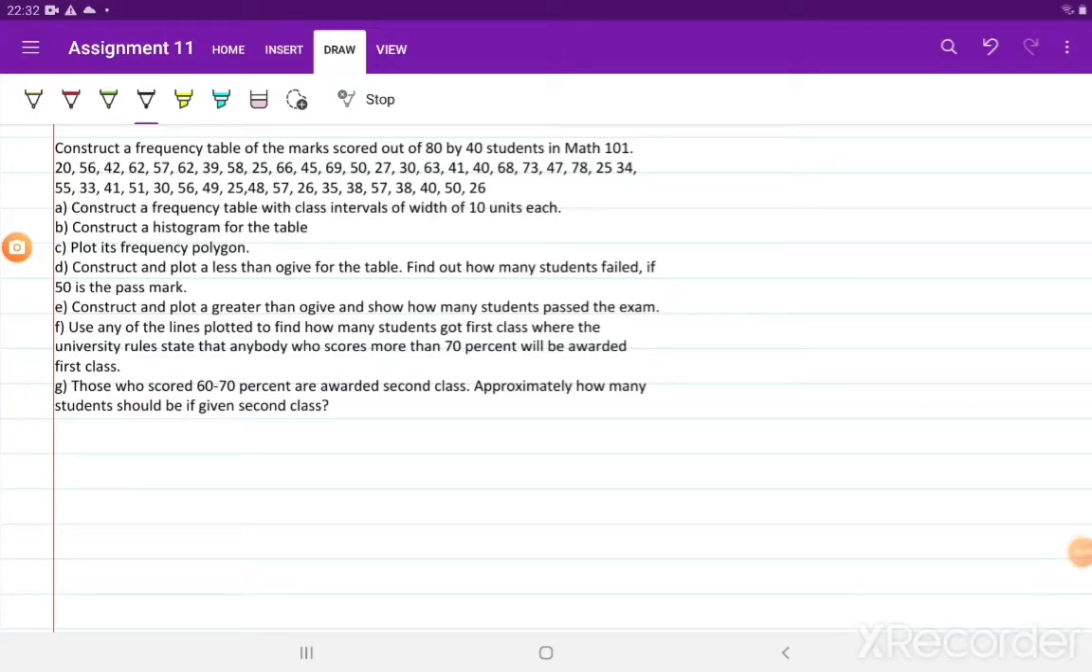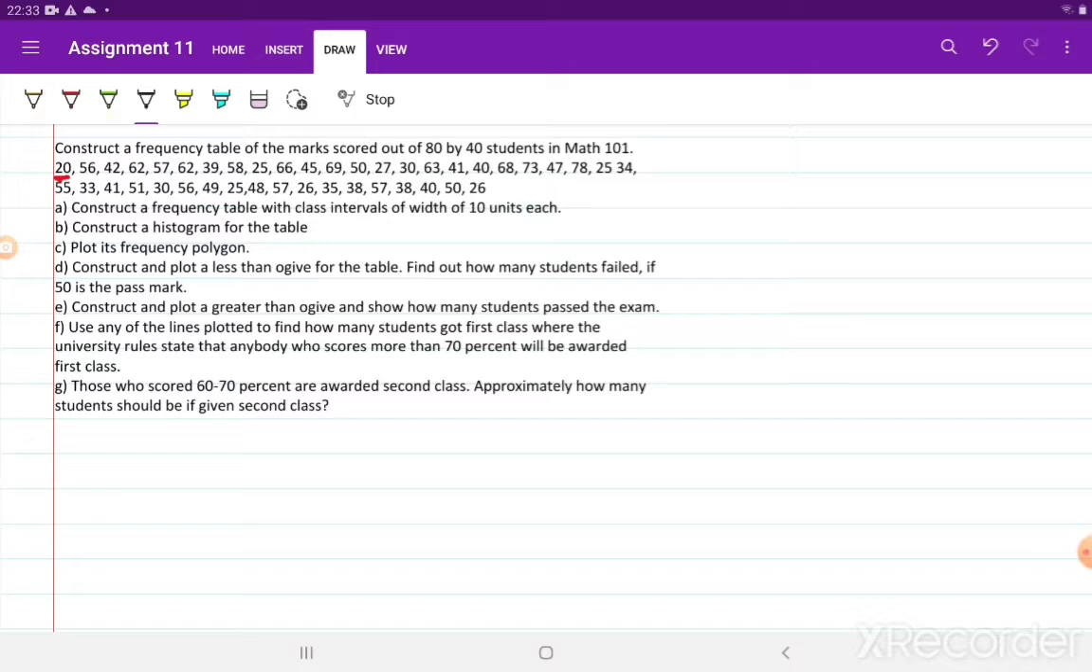This is question 1 of assignment 11, which deals with frequency distribution. So we have to construct a frequency table of the marks scored out of 80. Now I can see that 20 is the lowest mark that has been scored. So I'm going to start my class interval from 20.